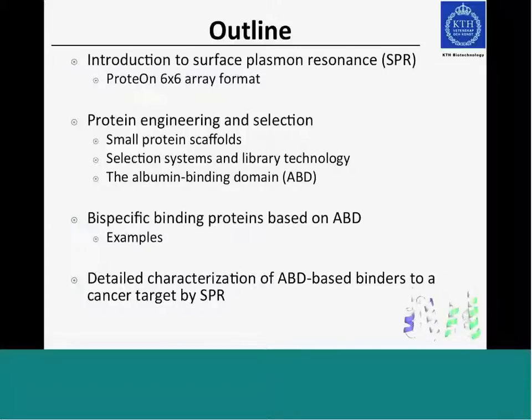And then we will be more experimental and talk about bispecific binding proteins, which we have developed based on this albumin-binding domain or ABD scaffold, go through some published examples and also some unpublished recent data, where we mainly focus on binders to cancer targets.